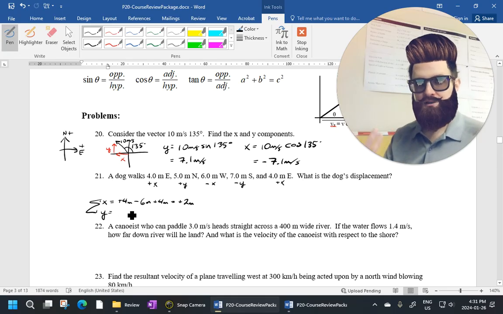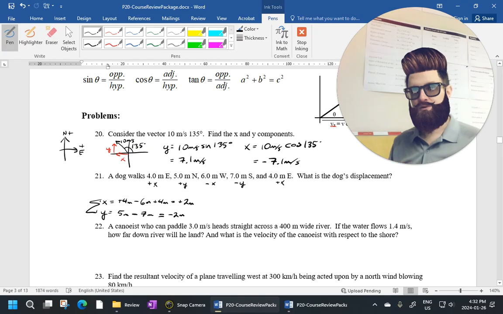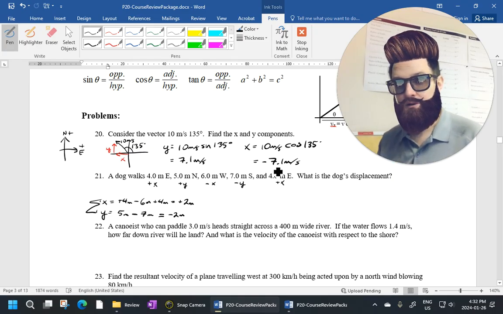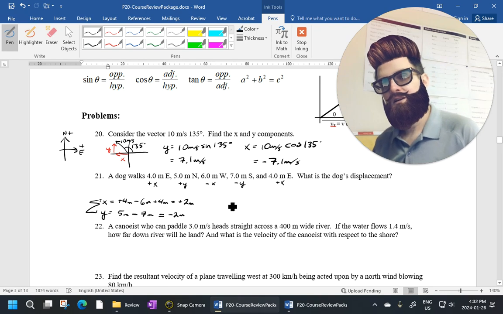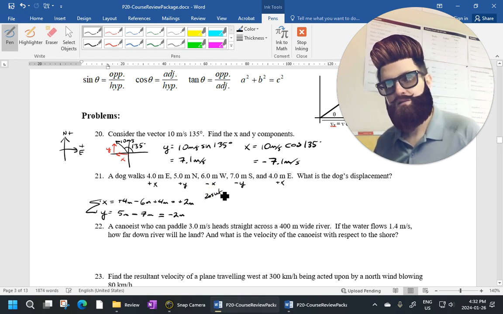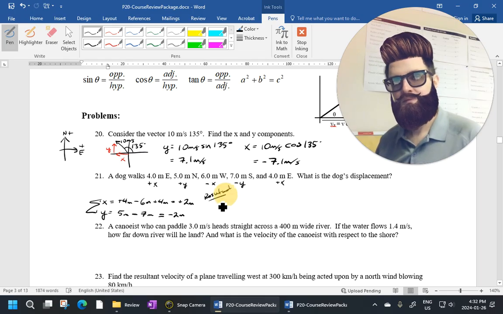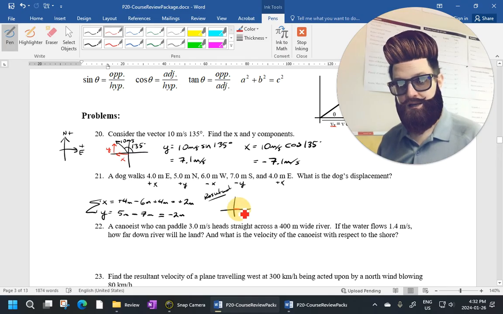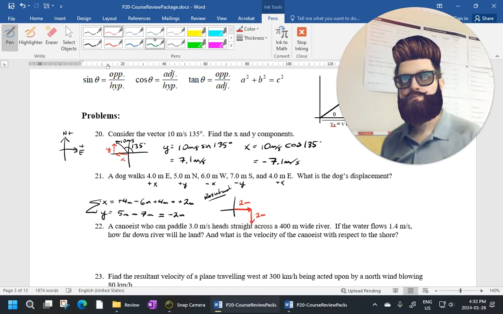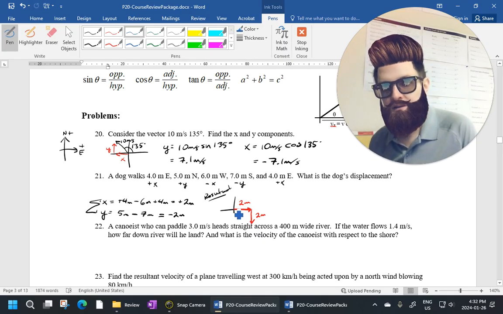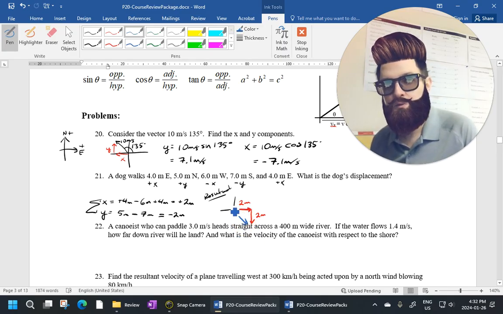And then my y's, I'm going to add those together. So we have 5 meters plus a negative 7 meters. You go to a negative 2 meters in the y direction. So now we're going to take those and put them together, right? So I'm going to draw a new vector. This is my resultant. I'm going to go in the x direction, 2 meters, and then in the y direction, 2 meters. Now, because it's negative, I'm going to go down, right? And my overall vector is that hypotenuse with this angle, right?